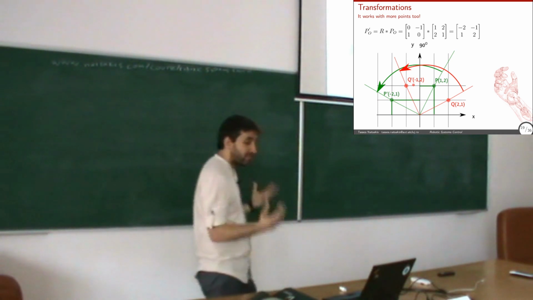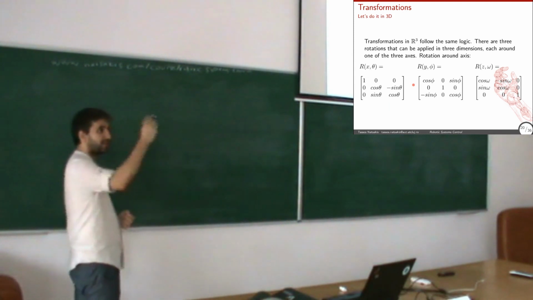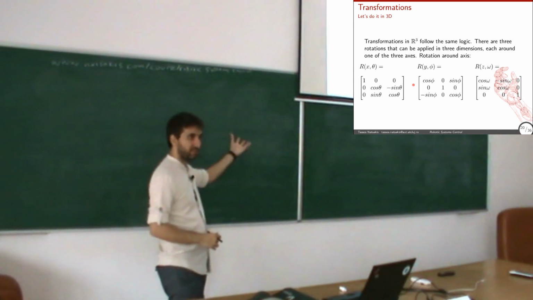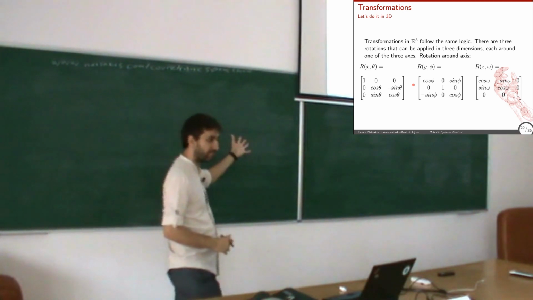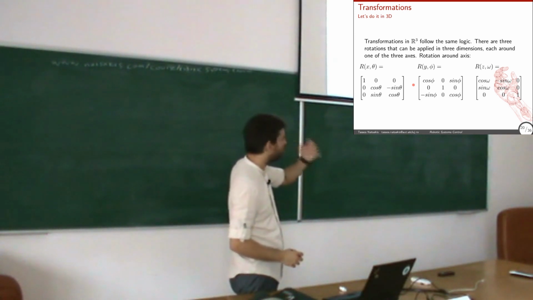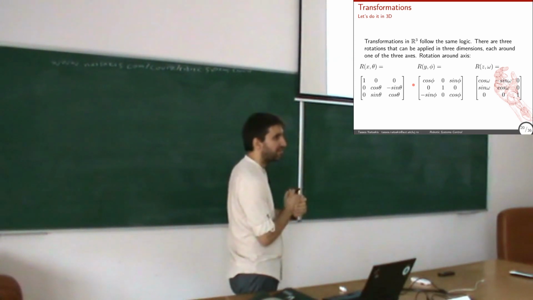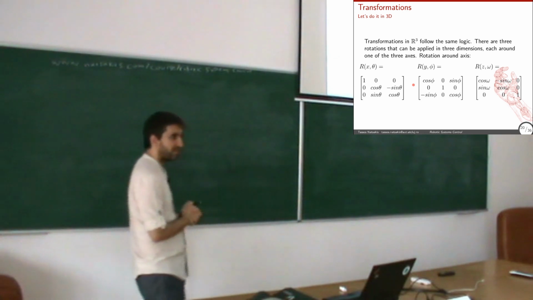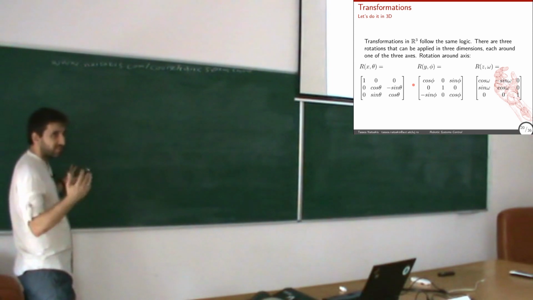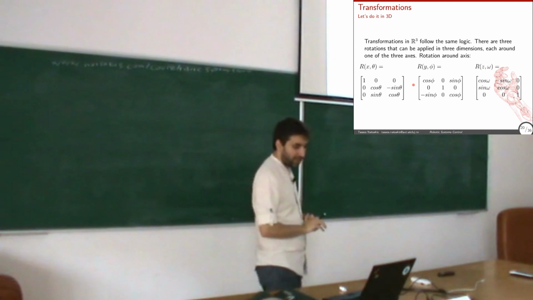Good. Now in 3 dimensions, we have 3 rotations that I can have. One point can rotate around each one of the axes. Therefore I have 3 transformation matrices. What do you notice about the transformation matrices in 3 dimensions compared to 2 dimensions? What's different immediately? They're 3 by 3, right? For 2 dimensions, we have 2 by 2. For 3 dimensions, they're 3 by 3. For 4 dimensions, it will be 4 by 4.